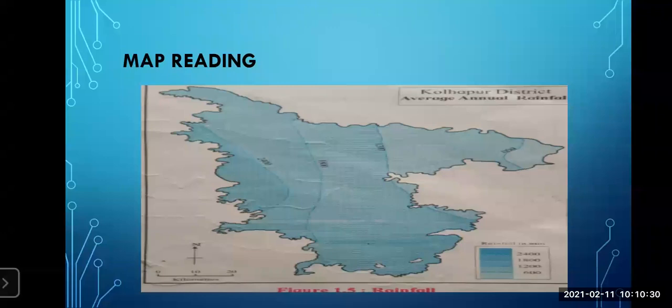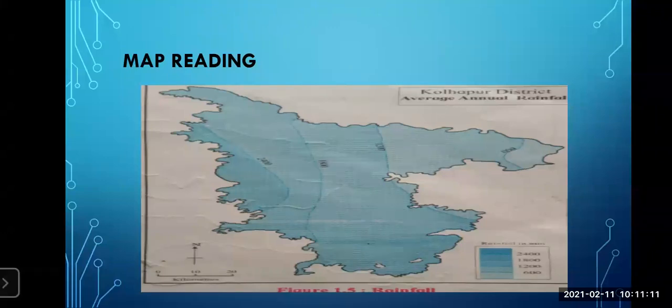Now, the fourth question: which class shows the high rainfall category in the district? The fourth question is asking us which class is showing the highest rainfall. Again, we have to go to the index and find the class which shows the highest rainfall, and that is 2400 to 3000 millimeters, which is shown in the darker shade. So we have to write that the class which shows the highest rainfall category is 2400 to 3000 millimeters. In this way, you are going to answer the question.